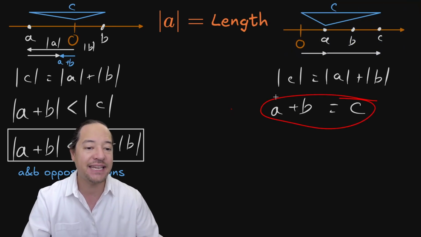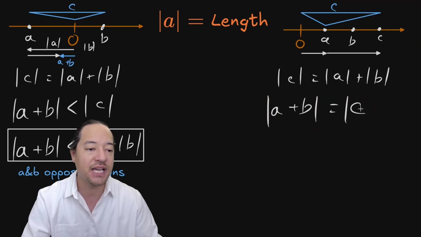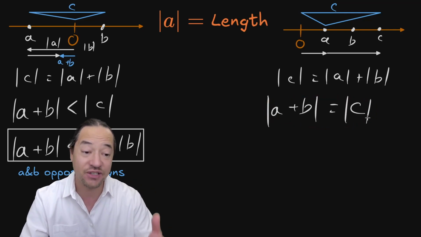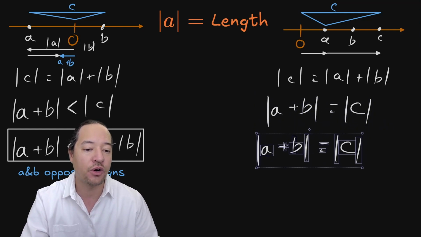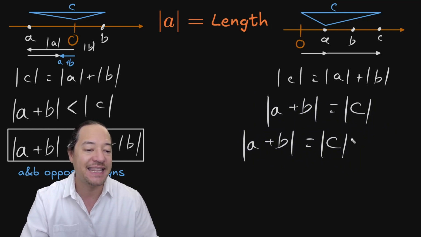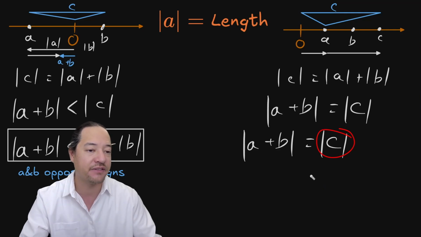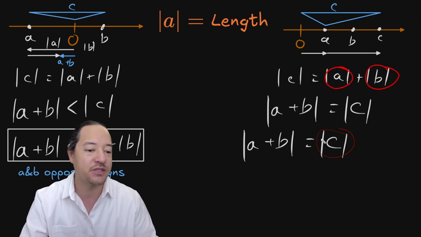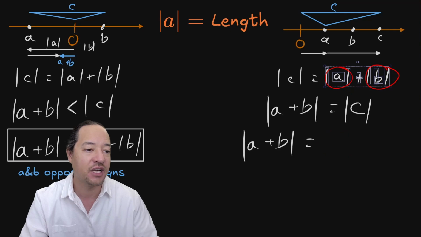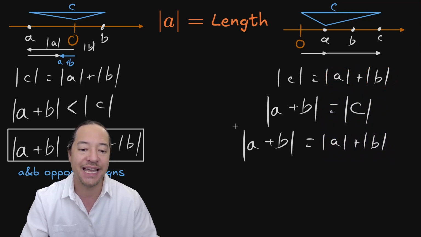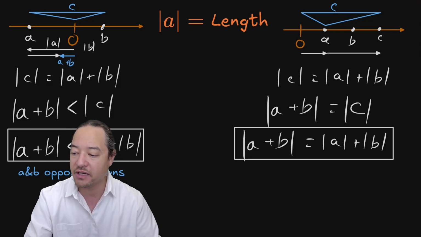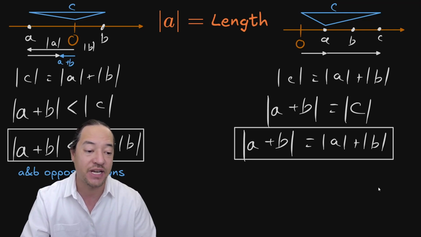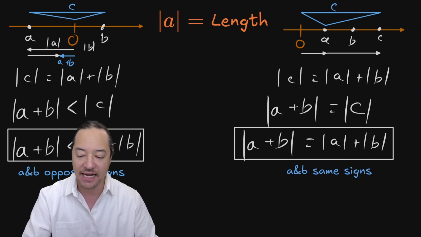And that means I can take the absolute value of both sides and the equation would, again, still be true. So what can we do? Well, just like we did before, we can see that the absolute value of C, or the length of C, is equal to the length of A plus B. So I'm just going to replace that with the length of A plus B. And now we have the second half of the triangle inequality that we were trying to demonstrate. And this is true when A and B share the same sign, okay?